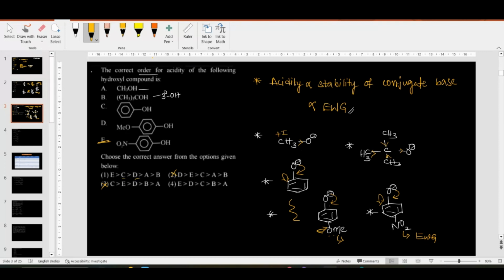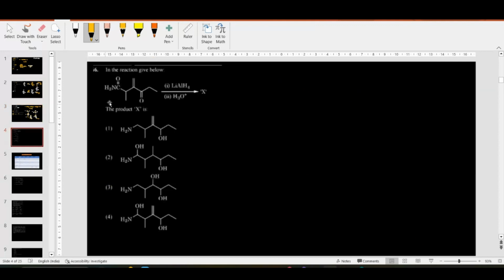If you compare these two, this is more acidic as compared to this, because here this is a tertiary alcohol, right? It is destabilizing this conjugate base. So option one is the correct answer. I hope you got this concept, right? Whenever they ask about acidity, just try to apply these two concepts. Now let's see one more question.